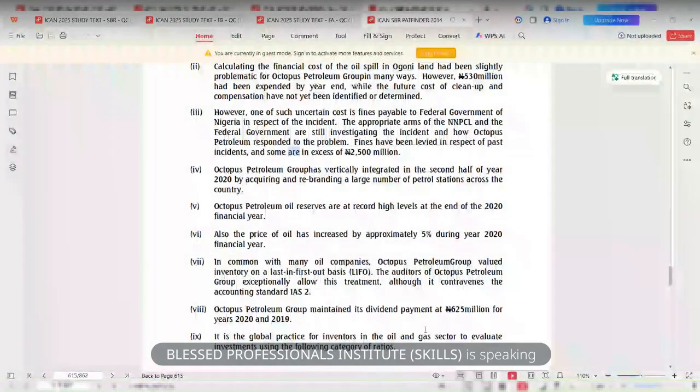So based on all the findings we have seen, we have analyzed their financial statement to see that they are still doing well, they can still pay the dividend, etc. We can still tell the investors to do what? To come and invest in this company. So we move to B1.